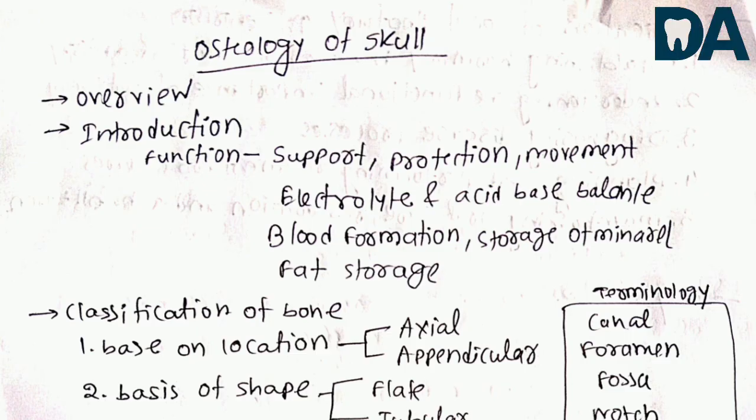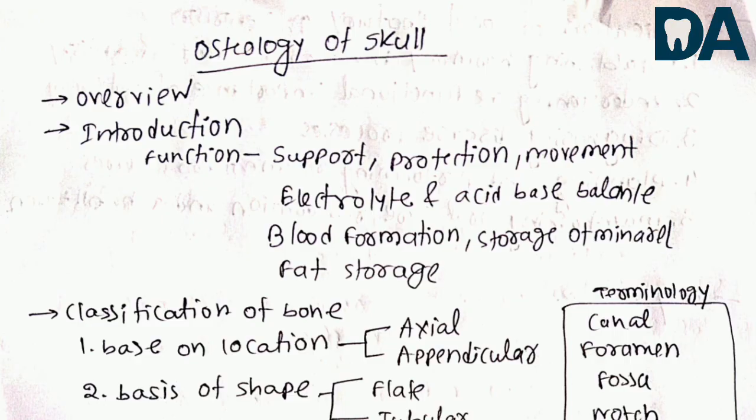Today's chapter is Osteology of the Skull. Basically, the details of osteology of the skull were seen in human anatomy, but in oral anatomy, some basic structures or basic details are present in the osteology of the skull. So we must know some basic important statements about the osteology of the skull. So let's read it.